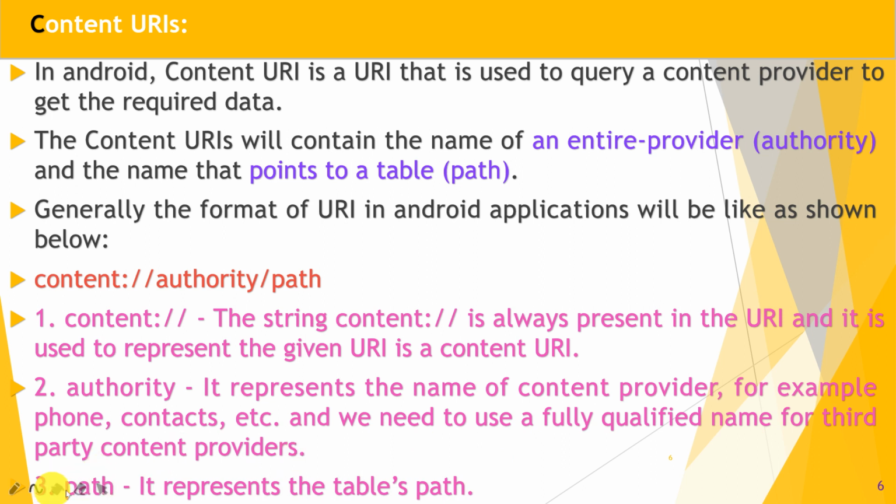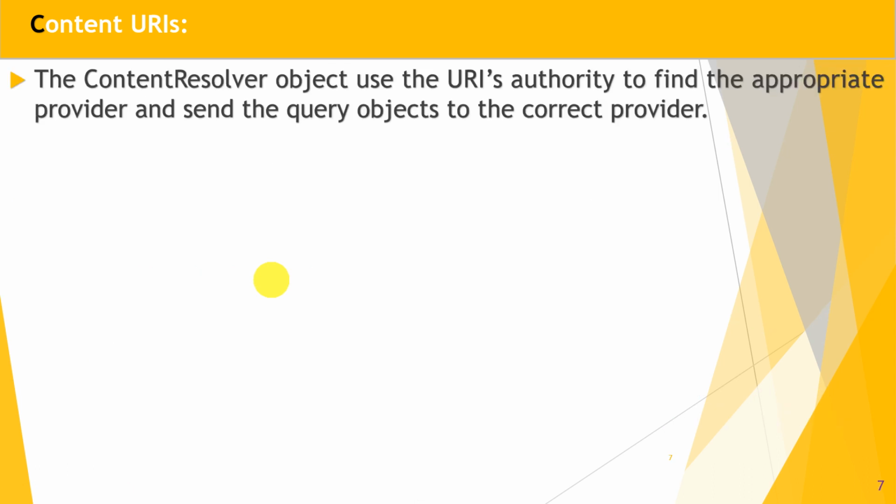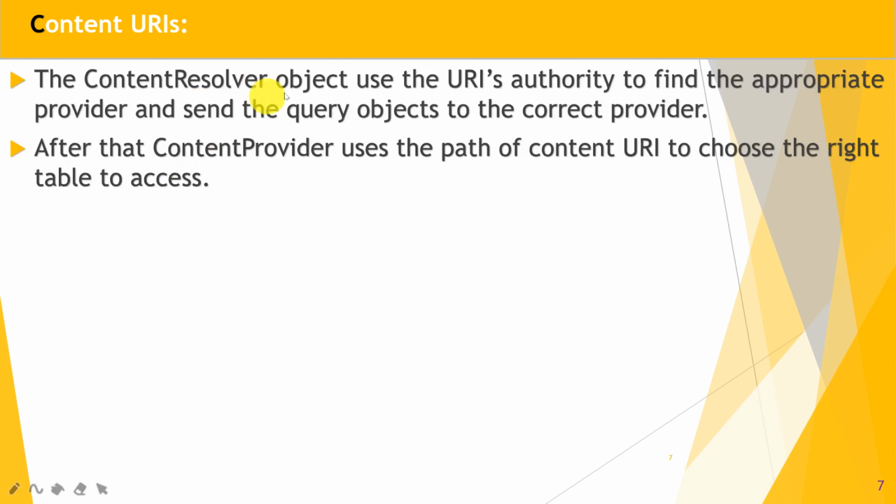Last one is the path. So path represents the actual table path from where we want to fetch the data. So this is all about content URI. Great. Hope you understand, guys. So the content resolver object uses the URI's authority to find the appropriate provider and send the query object to the correct provider. After that, the content provider uses the path in the content URI to choose the right table to access from the database.